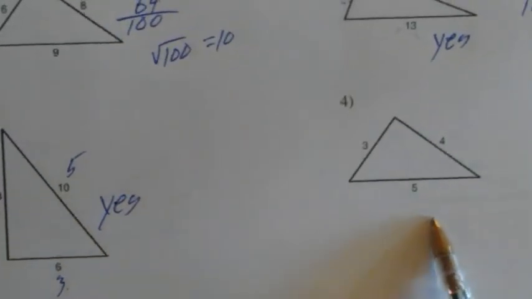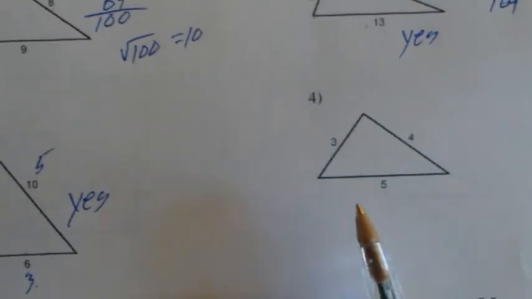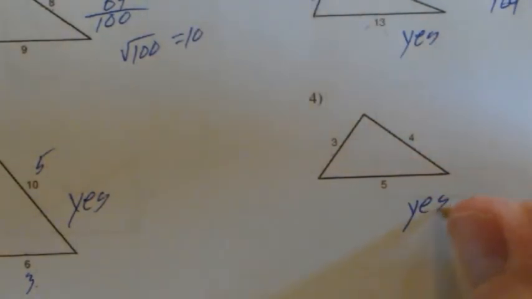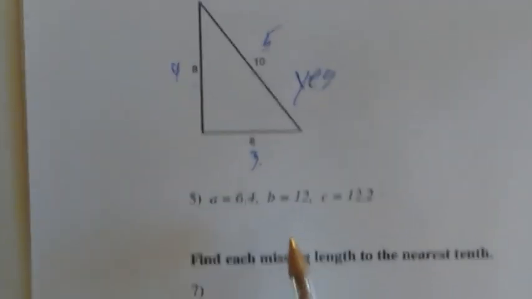Number 4. This one says 3, 4, 5. Well, you better know that one by now. That's yes. Here they just gave you numbers.